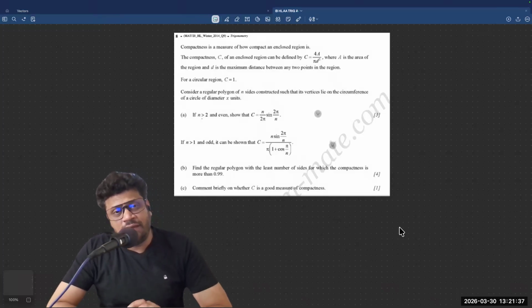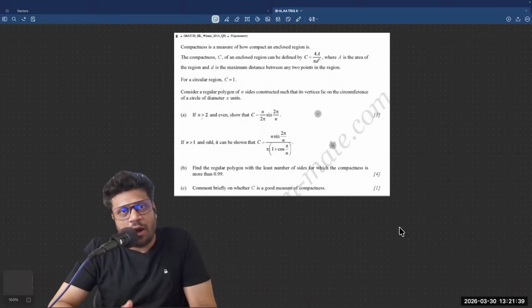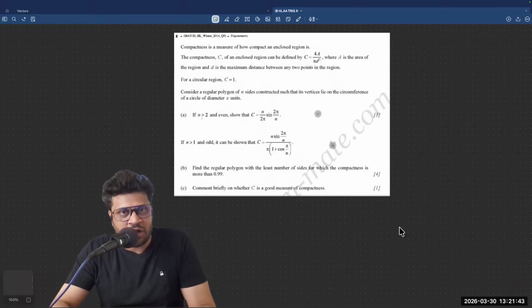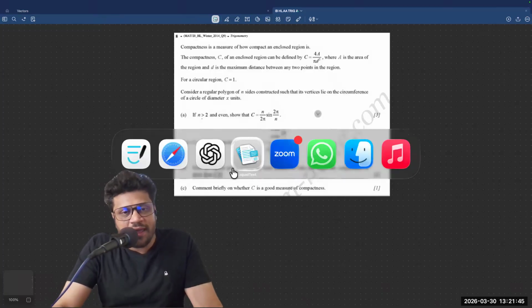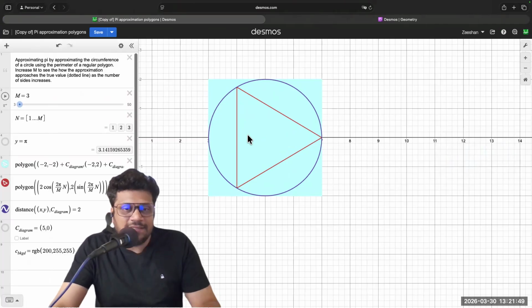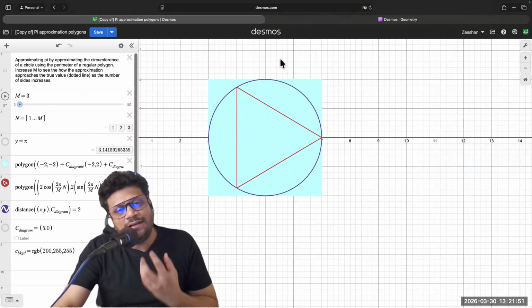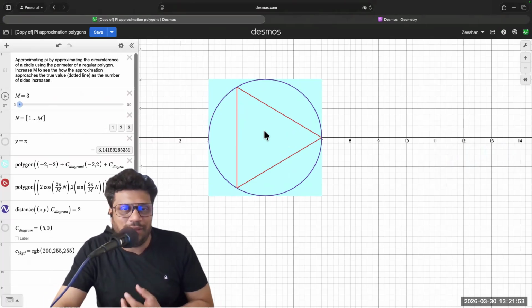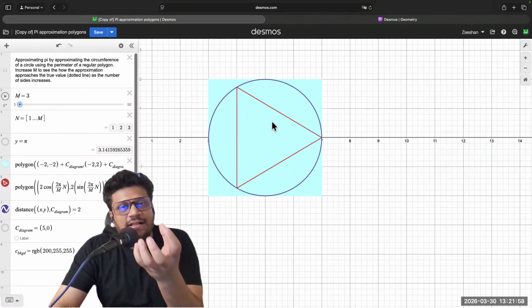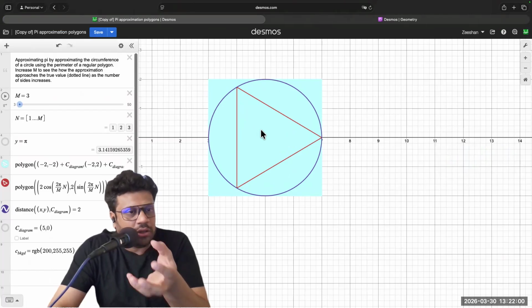Okay, so for this question, we are going to look at the compactness of an enclosed region. First, we want to understand what compactness means. If I draw a triangle inside of a circle, the compactness of this triangle is the fraction of the circle's area that this triangle has occupied.